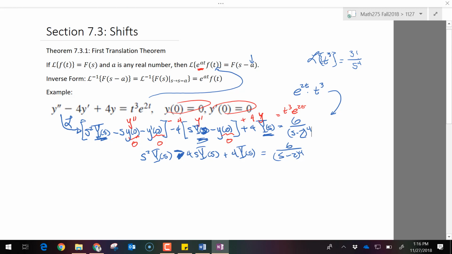All right. So we good? We factor out the Y of s, and then we divide by whatever's left over, and so we get Y of s is equal to 6, and then s minus 2 to the fourth times s squared plus 4s plus 4.